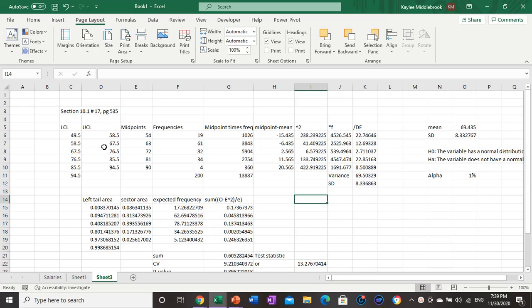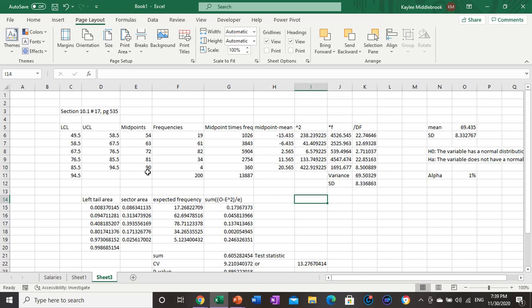The question that I'm doing right now is section 10.1, question 17, which is on page 535 if you just want to go look there for reference. It is a question about test scores to see if the frequency distribution is normally distributed. So I copied all the data, the frequency and the lower and upper class limits.